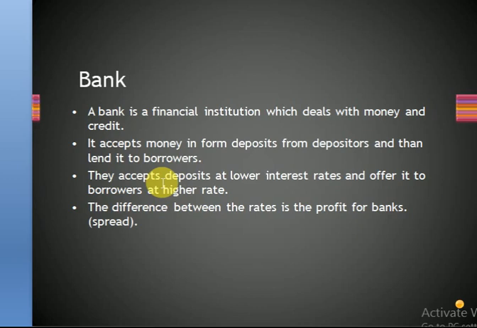For example, nowadays the deposit interest rate is 9% and the lending interest rate is 15%. So the difference between 9 and 15 is 6% normally. That is the profit margin, or this 6% is also called spread. So shortly we can define the bank: a bank is a financial institution which accepts deposits at a low interest rate, lends those deposits at a high interest rate, as well as providing services.